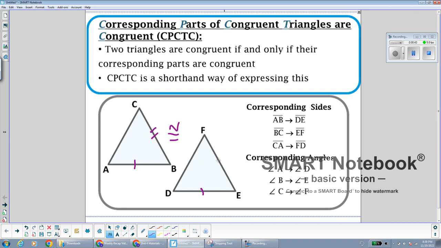BC would be congruent to EF. They are corresponding sides on the two triangles. And CA would be congruent to FD. For the angles, angle A would be congruent to angle D because they are corresponding angles. They are angles in the same spots on the two different triangles. Angle B would be congruent to angle E, and angle C would be congruent to angle F.